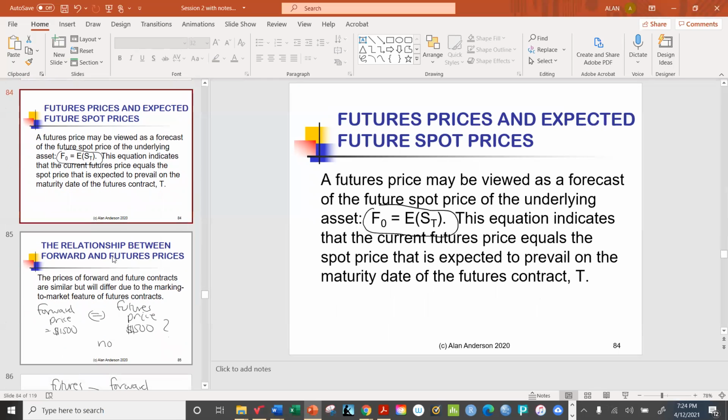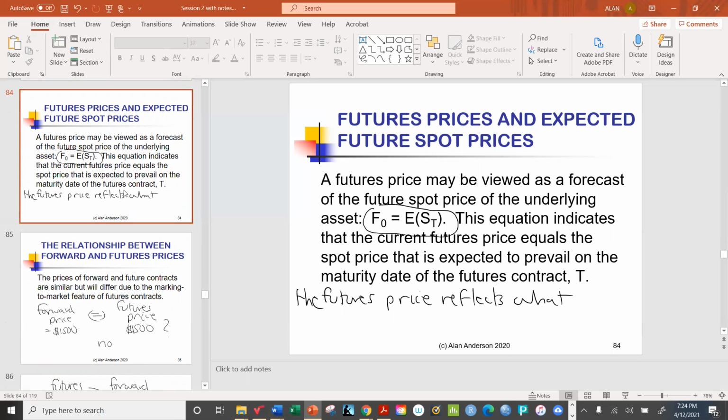Now, this is more of a theoretical discussion. A futures price may be viewed as a forecast of the future spot price. You read about this sometimes in the literature. The futures price reflects what investors expect the spot price to be in the future.